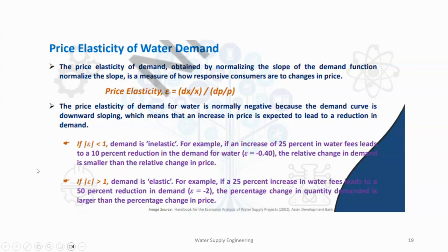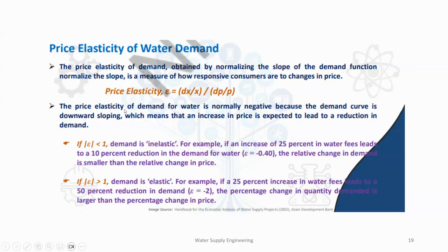So normally the price elasticity will be negative because the demand curve is always downward sloping. That is, when the price of a commodity increases, not only water, when the price of a commodity increases, obviously the demand will go down. That is, the consumers will be purchasing that particular commodity at a lesser rate. So the tendency of the consumer to purchase or acquire a particular commodity will go down if the price of the same commodity increases, right?